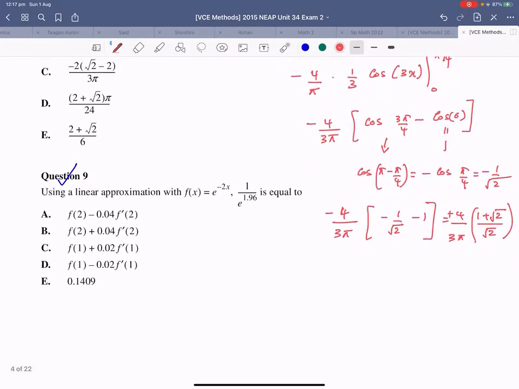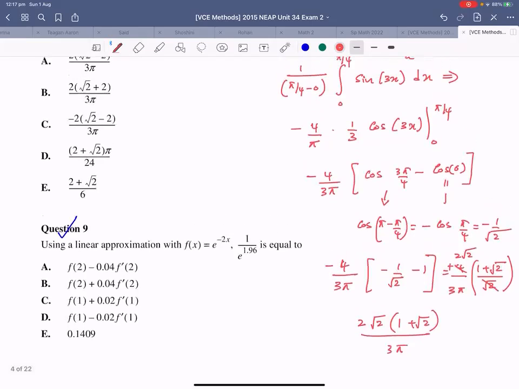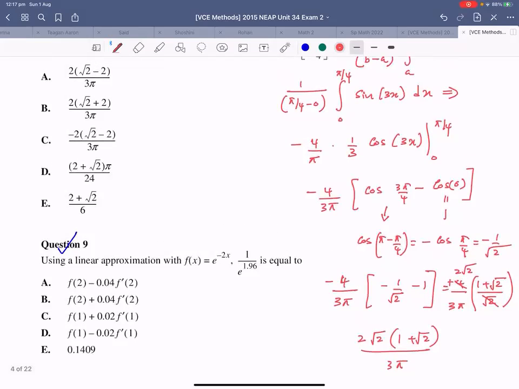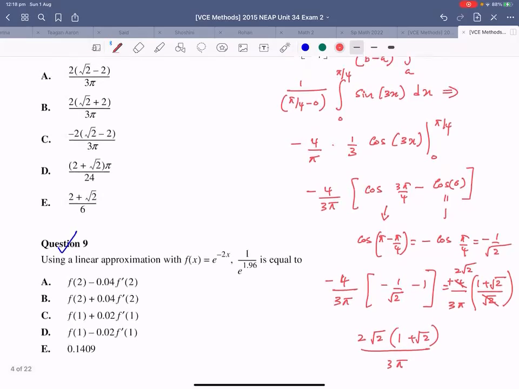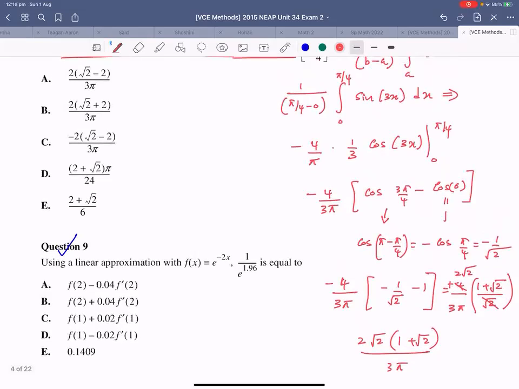So what you can do here, now I will cancel these two, and put in 2 square root of 2. 2 square root of 2, 1 plus square root of 2, divided by 3 pi is the answer. So now we have to select which option that is. It's going to be 4, 2. Yes, it should be B. You can see that would be exactly what it is here.